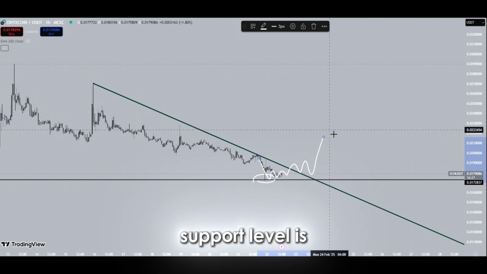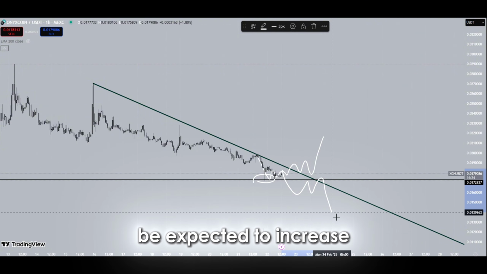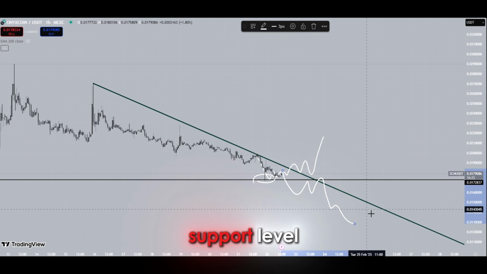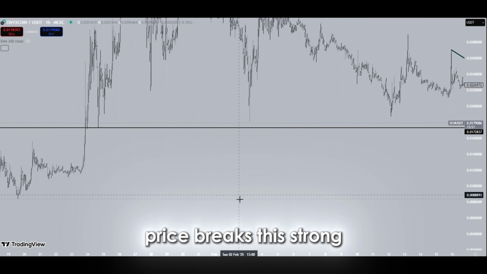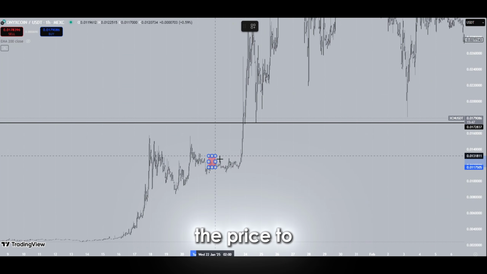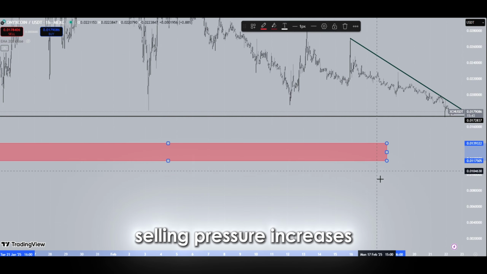However, if this support level is broken to the downside and persists below it, selling pressure can be expected to increase, and the price can be expected to pull back to a lower support level. It remains to be seen if the price will experience a big bounce from here. And if the price breaks this strong support level to the downside and holds below it, we can expect the price to pull back towards a lower support zone as selling pressure increases.